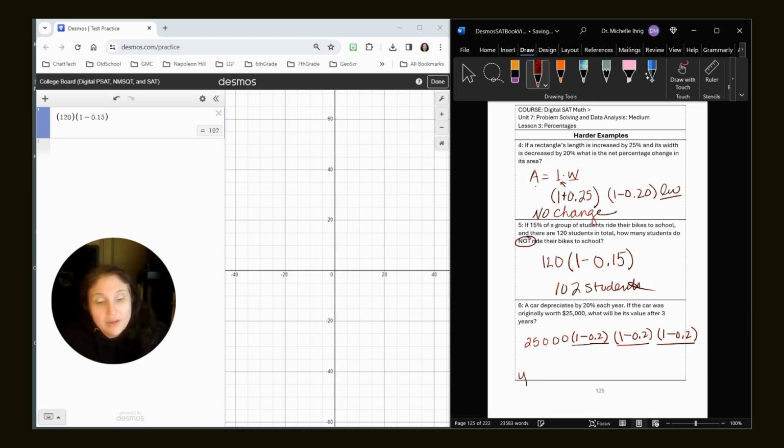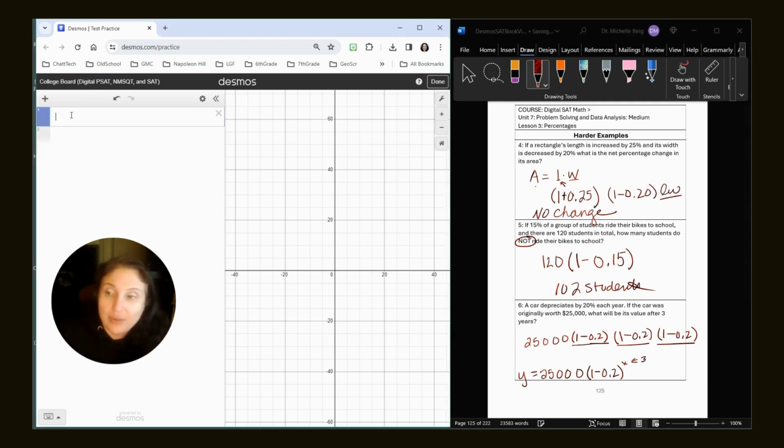Now, the way we could have done it as an exponential function, just to pre-teach exponential functions, is we're still doing the 1 minus 0.2 here, and here we would put x. And instead of x, because it says 3 years, so that would be the equation, we would just type in 3. So I'm going to show it to you both ways just to show you how it works.